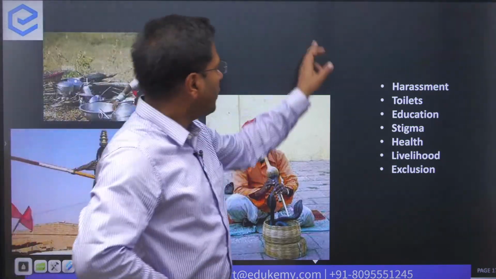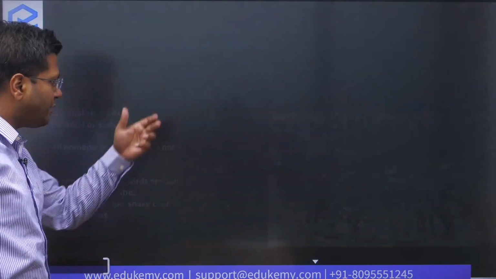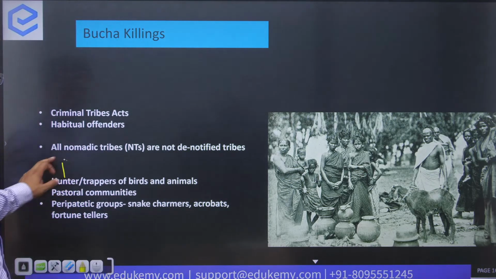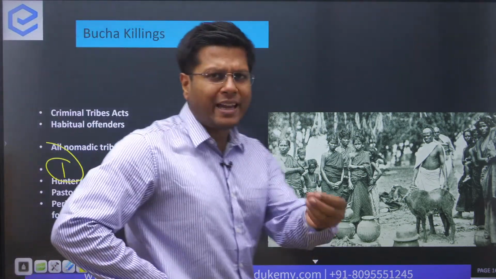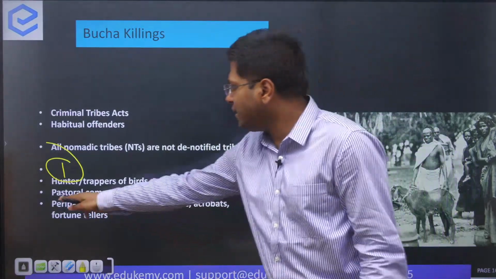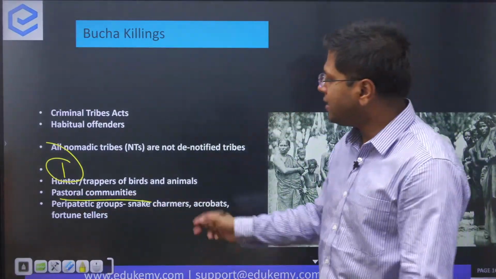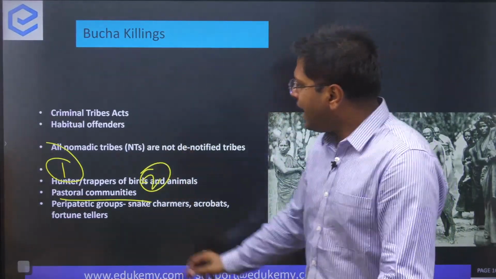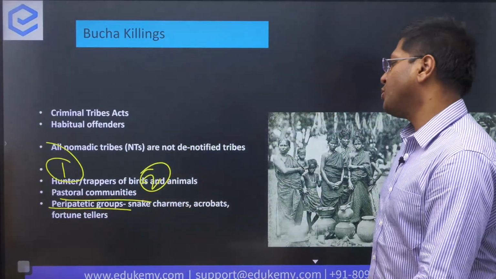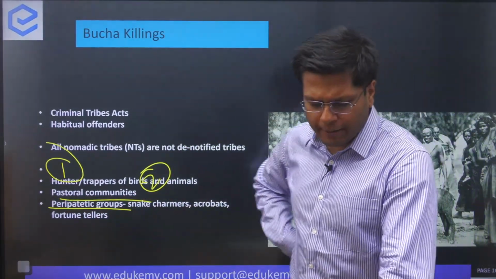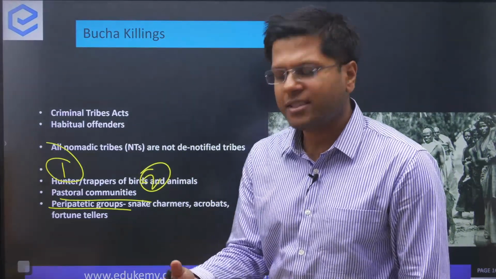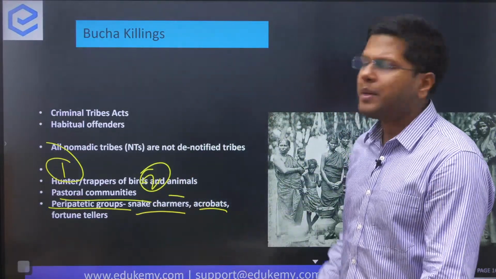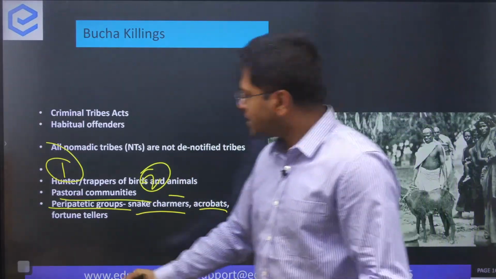Right now, before understanding what they have been going through, let me share some qualities of these people. So they could be hunters, trappers of birds and animals. Bahelia, in Hindi the word is bahelia. Right, hunters, trappers, or gatherers. Pastoral communities, right, people who move from one place to another, pastoral nomads. And the third one is peripatetic groups. For example, those people who depend on selling activities, purchasing activities, peddling, trading. Simple examples are snake charmers, people who tell fortunes, acrobats, dancers.